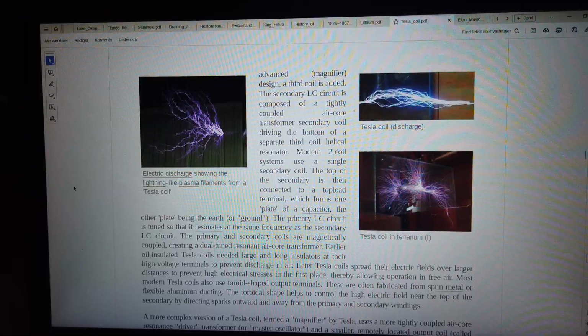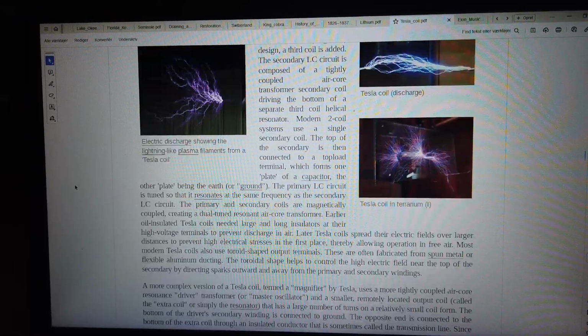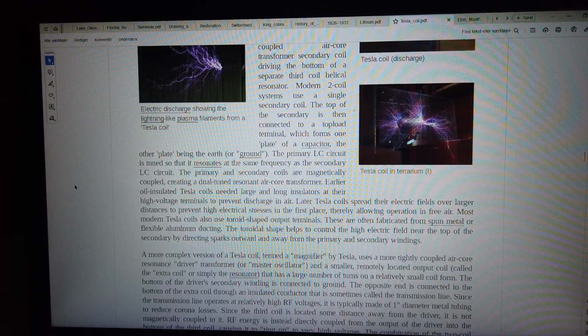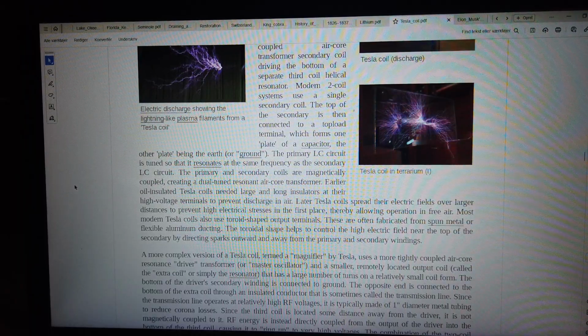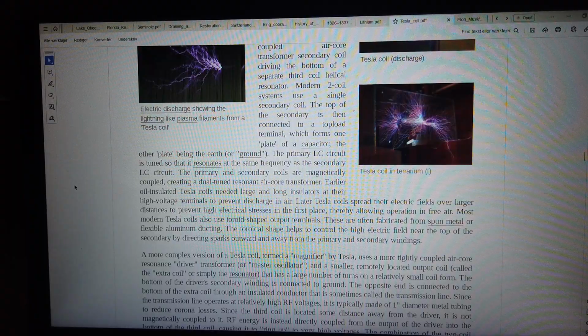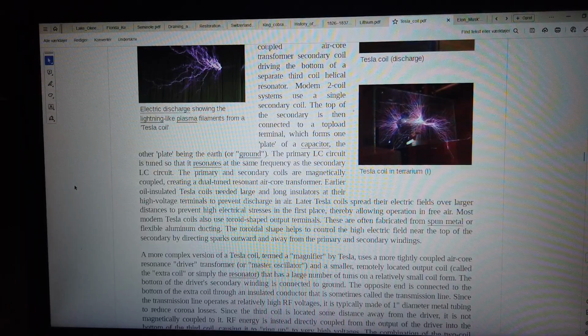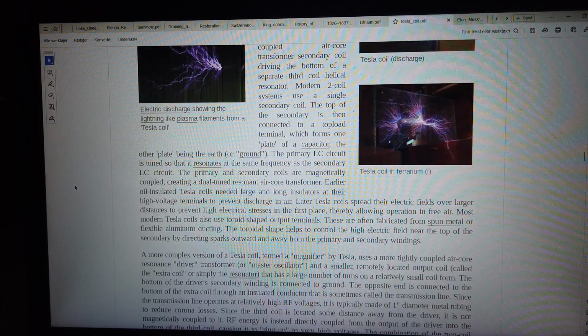Most modern Tesla coils also use toroid-shaped output terminals. These are often fabricated from spun metal or flexible aluminum ducting. The toroidal shape helps to control the high electric field near the top of the secondary by directing sparks outward and away from the primary and secondary windings.